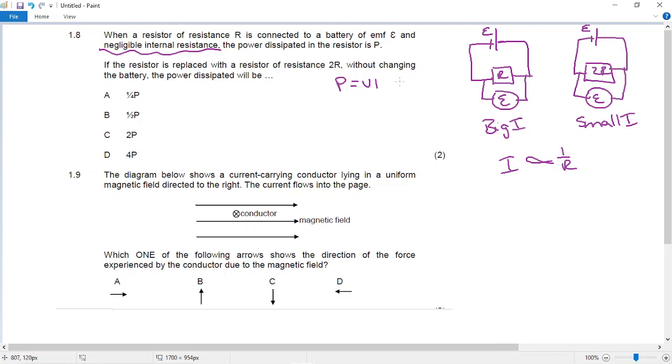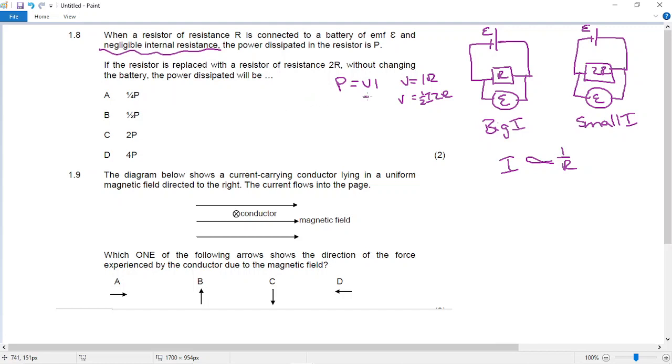Well, if we use V equals IR and we increase the R to 2R with the V staying the same, then the current has to be a half of the current to make it mathematically equal. So if the resistance doubles, the current halves, and power is equal to the volts times the amps. So what is going to happen to the power if we halve the current?